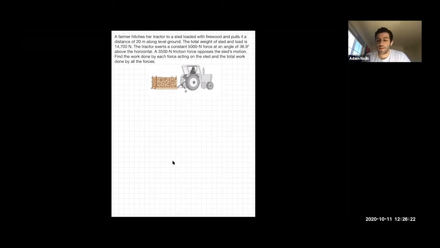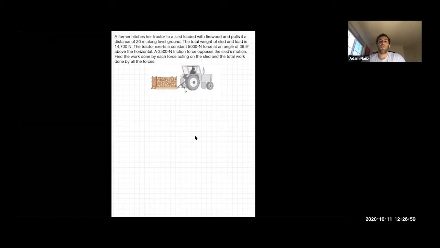So what this question is asking is, a farmer hitches her tractor to a sled loaded with firewood and pulls it a distance of 20 meters along level ground. The total weight of the sled and load is 14,700 newtons. Remember, newtons are a unit of weight. The tractor exerts a constant 5,000 Newton force at an angle of 36.9 degrees above the horizontal. A 3,500 Newton friction force opposes the sled's motion. Find the work done by each force acting on the sled and the total work done by all forces.